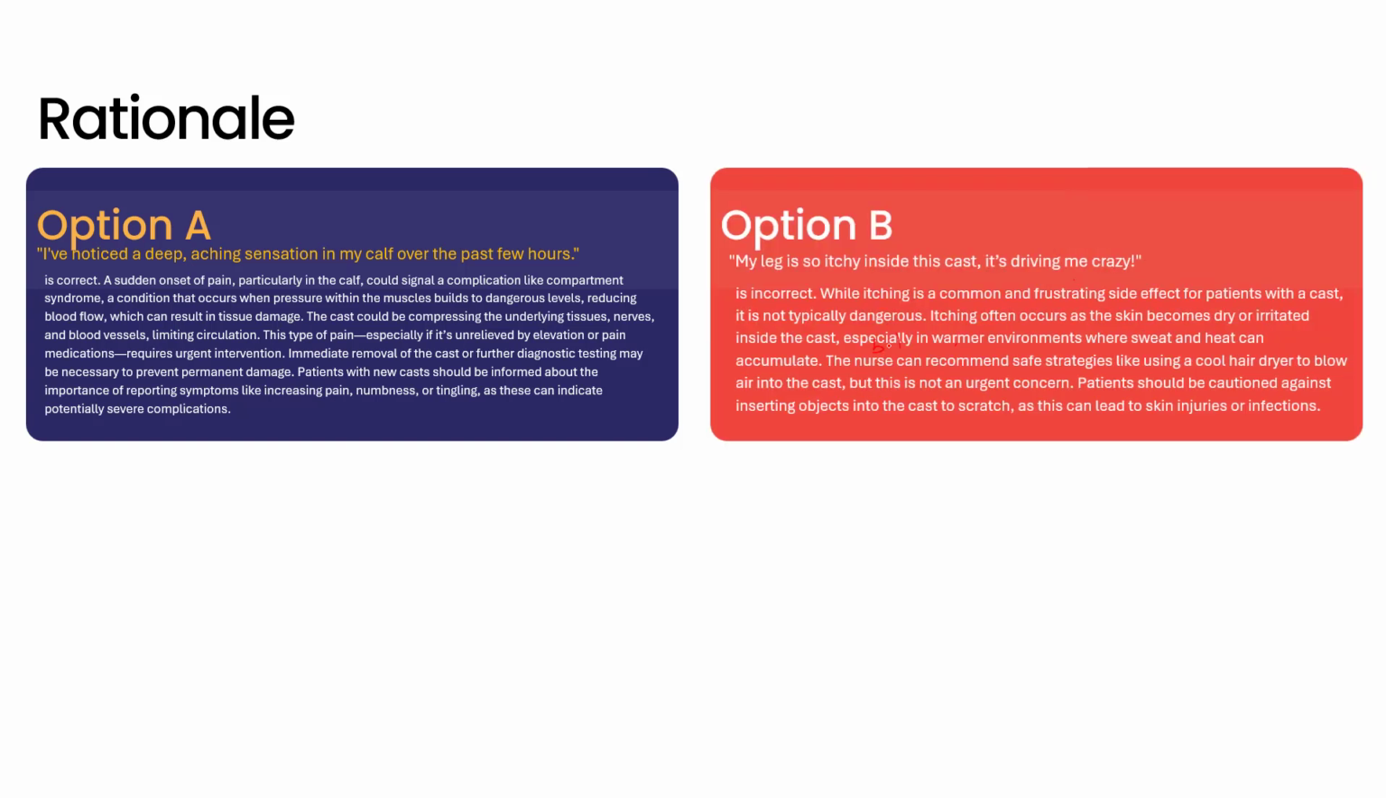B is incorrect. While itching is a common and frustrating side effect for patients with a cast, it is not typically dangerous. Itching often occurs as the skin becomes dry or irritated inside the cast, especially in warmer environments where sweat and heat can accumulate. The nurse can recommend safe strategies like using a cool hairdryer to blow air into the cast, but this is not an urgent concern. Patients should be cautioned against inserting objects into the cast to scratch, as this can lead to skin injuries or infections.